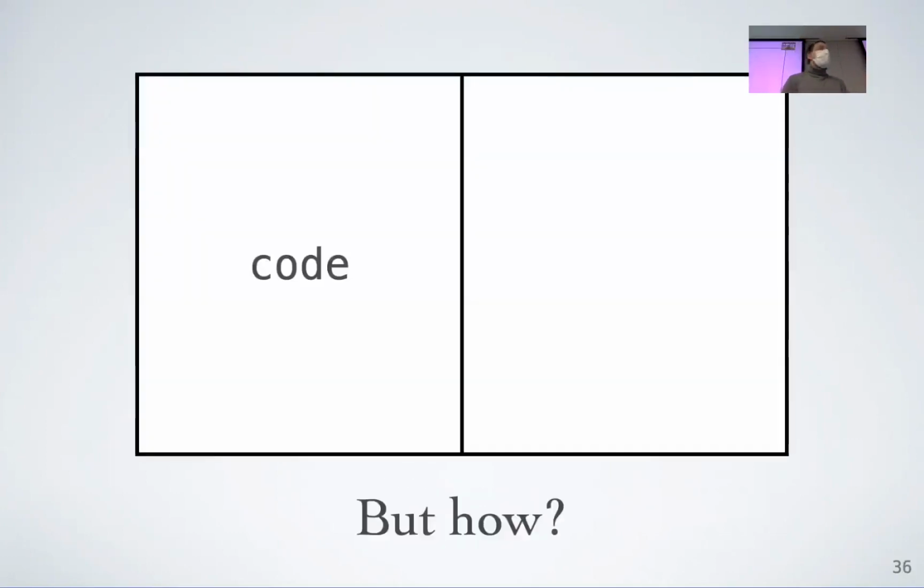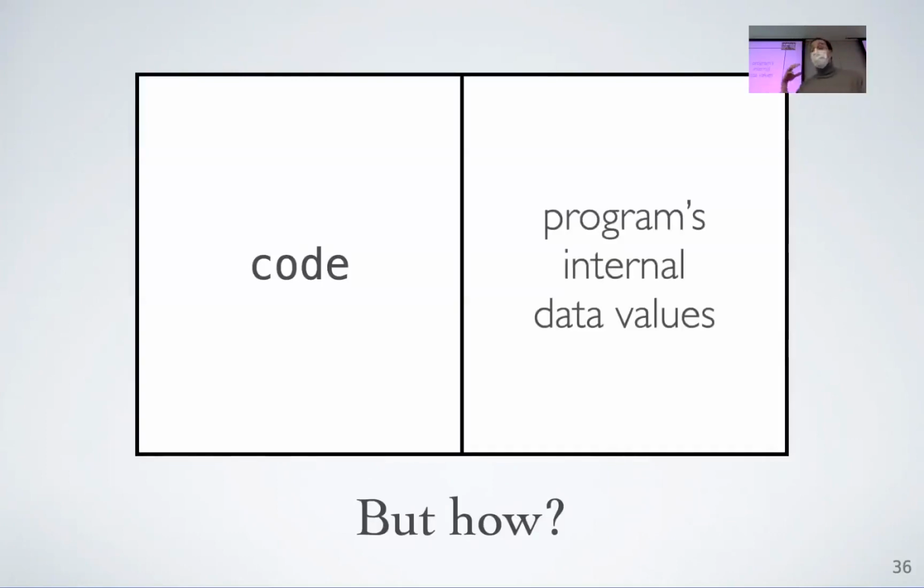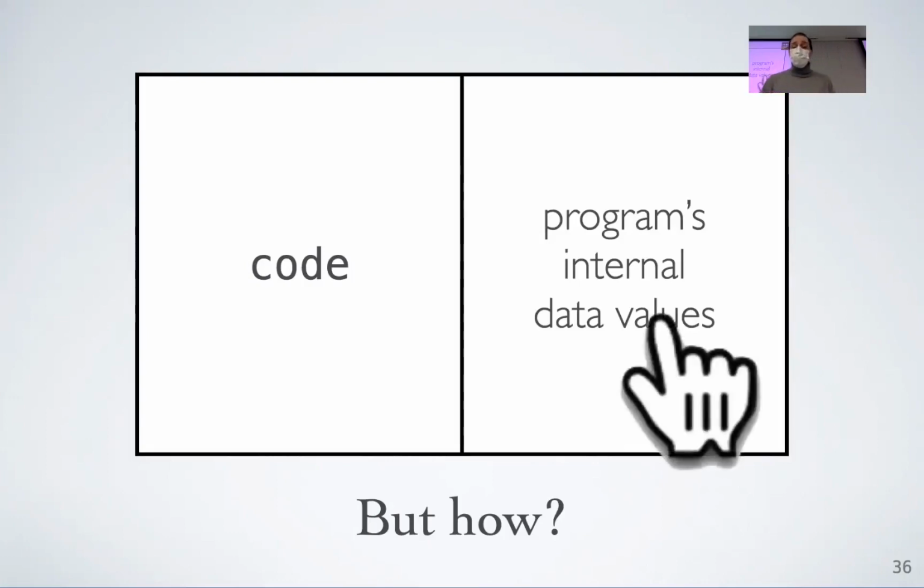So what do we want? We want code on one side of our editor as before. And this time, instead of the shapes in our output, we want to have the program's internal values on the other side. Somehow we want to manipulate those and have it change the code. How is this going to work?